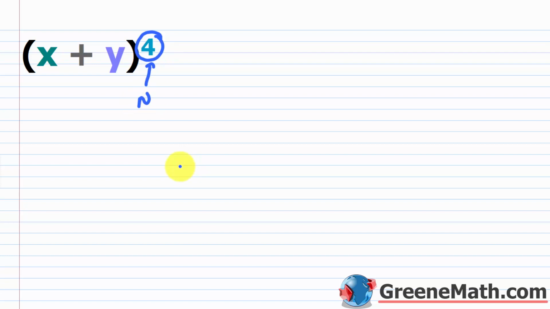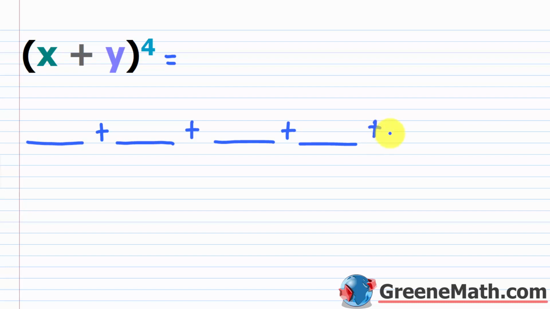So we'll start by saying there's going to be n plus 1 terms, okay? So if this exponent is a 4, you're going to have 5 terms. If it was a 7, you'd have 8 terms. If it was a 12, you'd have 13 terms, so on and so forth. So we know there would be 5 terms. So let me just put 5 spaces here. So a space, plus a space, plus a space, plus a space, plus, and then a space. So 1, 2, 3, 4, 5. This is how I always do it.